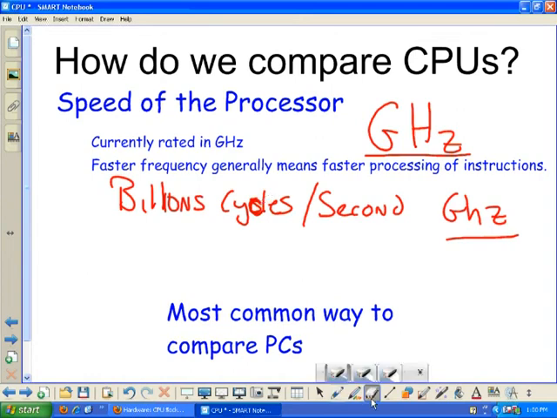Cycles. Here, you need me to fix that? There we go. There we go. It's even messier now.